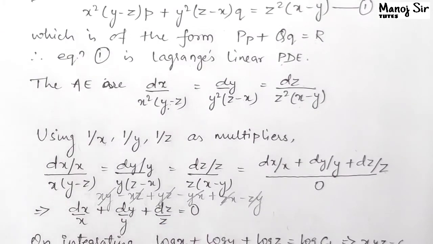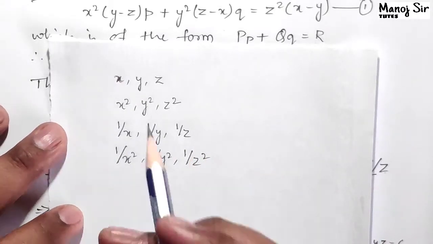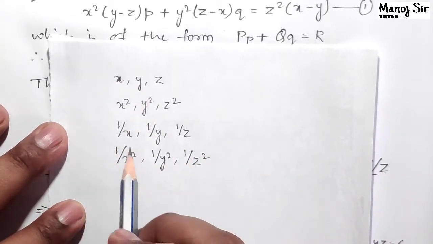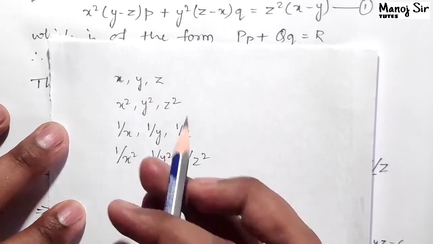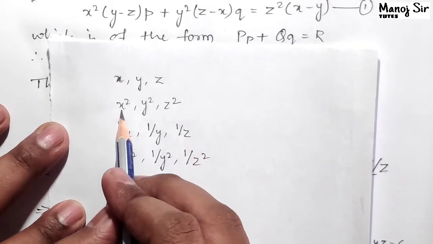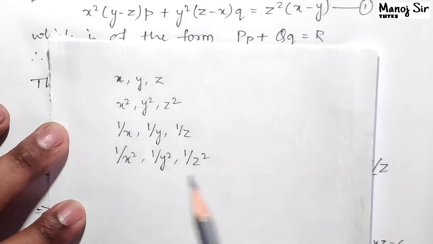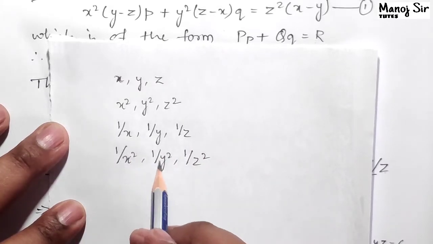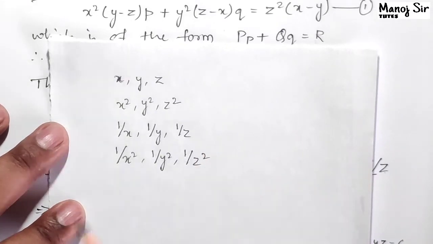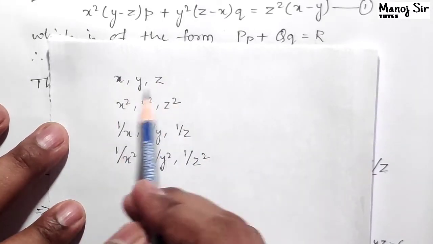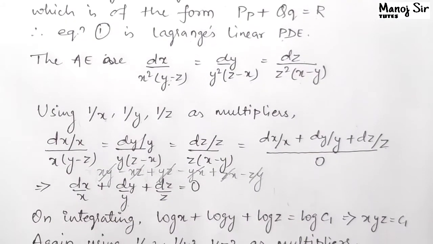One thing that you need to know: in 90% of the problems where we take the help of multipliers, we use either of these four. That is, we can take x, y, z as multiplier, or in some questions we take x square, y square, z square as multiplier, 1 upon x, 1 upon y, 1 upon z as multiplier, or you can take 1 upon x square, 1 upon y square, and 1 upon z square as multiplier. In 90% of the problems where we take the help of multipliers, we use these. So let us continue with this problem.